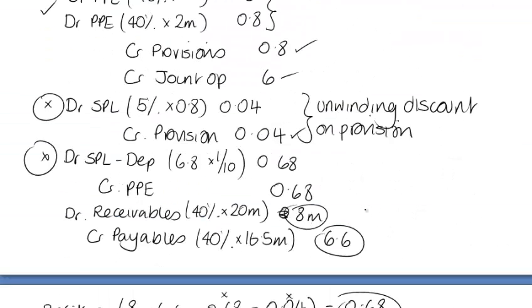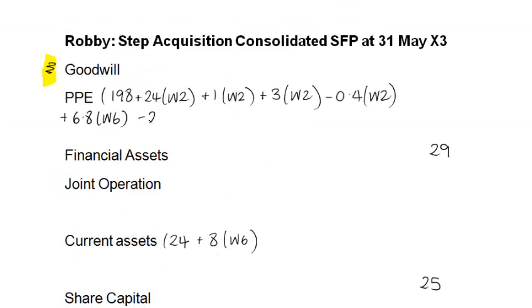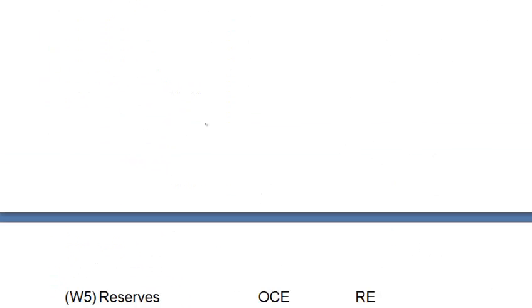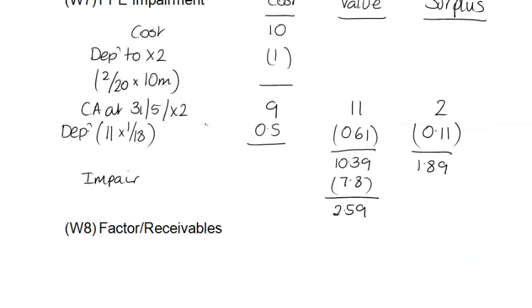So let's go up to the asset, go up to PPE. We charge the right amount of depreciation minus 2.59 from working number 7. What do we impair first? You always impair first your revaluation surplus. So I'm going to reduce the revaluation surplus by 1.89, and therefore the other 0.7 will be impaired against profit or loss.